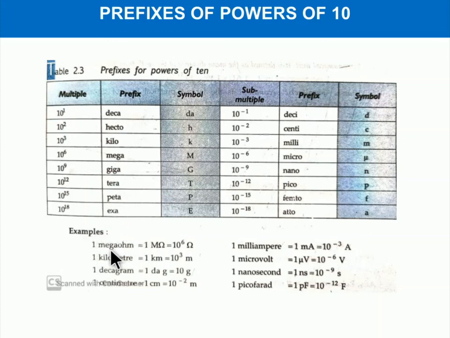For example, 1 mega ohm equals 10 the power 6 ohm. 1 kilometer equals 10 the power 3 meters. 1 decagram equals 10 gram. 1 milliampere equals 10 the power minus 3 ampere. 1 microvolt equals 10 the power minus 6 volt. 1 nanosecond equals 10 the power minus 9 seconds. 1 picofarad equals 10 the power minus 12 farad. And 1 centimeter equals 10 the power minus 2 meter.